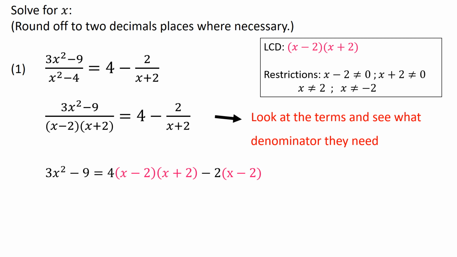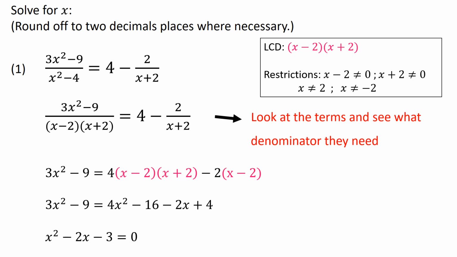From here, the 3x squared minus 9 has both the brackets of the lowest common denominator. The 4, as you can see, has none of the two brackets, so we can have both of them there. And then for negative 2, it only needs x minus 2. From here, we can simplify. So we'll have 3x squared minus 9 is equal to 4x squared minus 16 minus 2x plus 4.